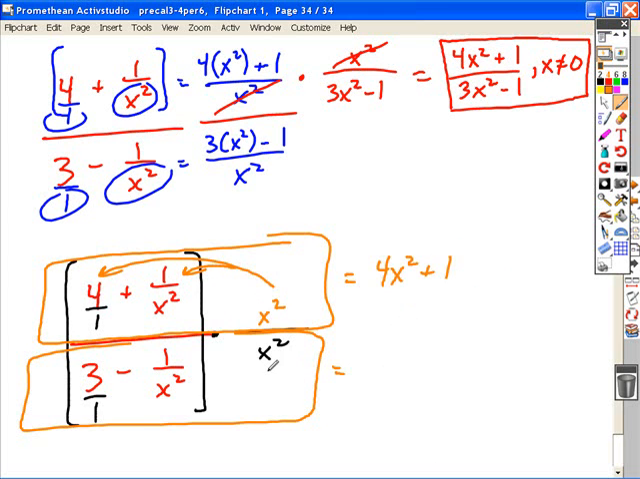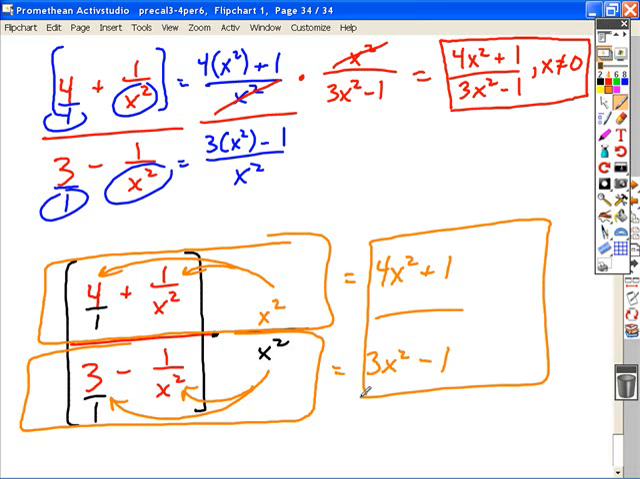In the denominator, going to do the same thing. We're going to distribute our x squared. We get 3 times x squared minus 1 over x squared times x squared. Again, the x squareds will cancel. So this simplifies and gives us our answer pretty directly.